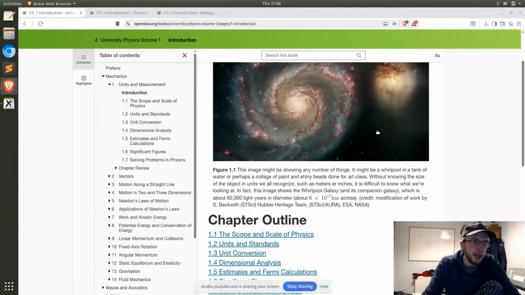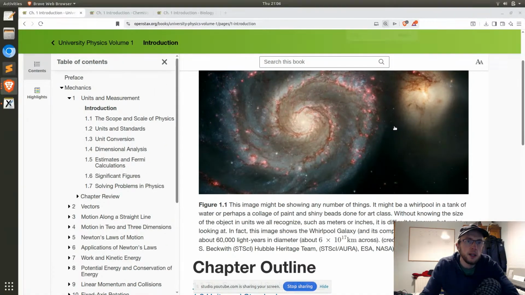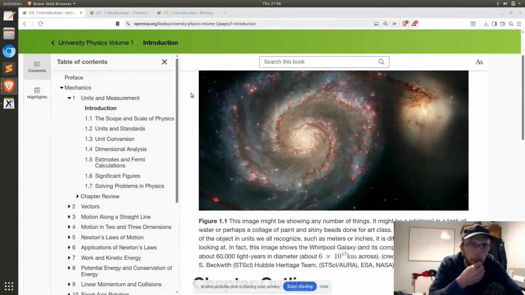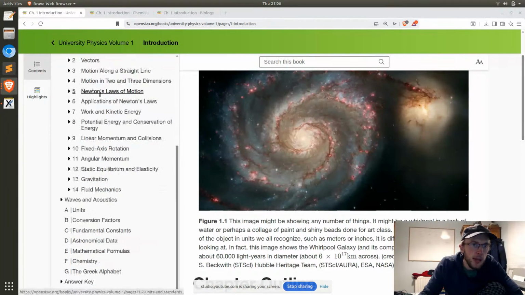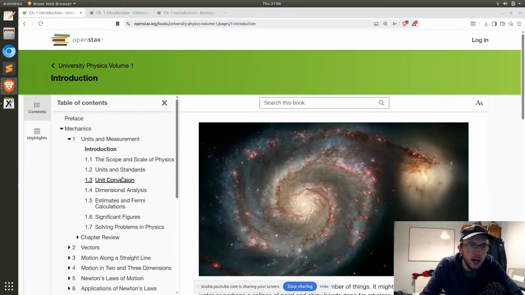All righty. Let's begin with the physics section, physics side of things. Mechanics. That's the first section. And we're looking at units of measurement.